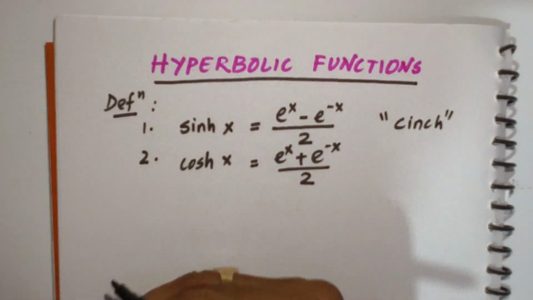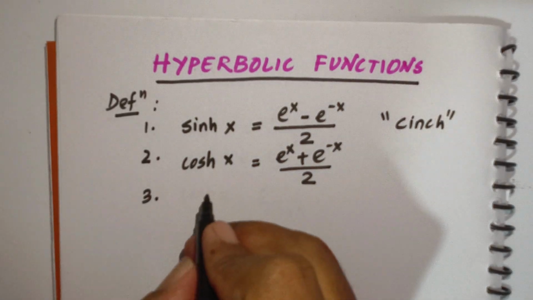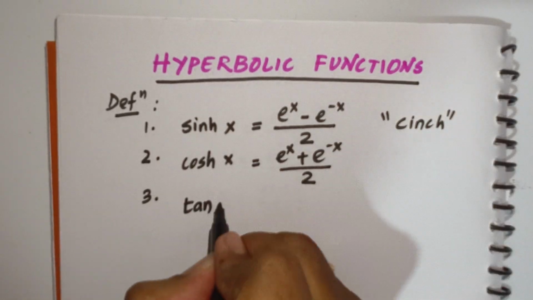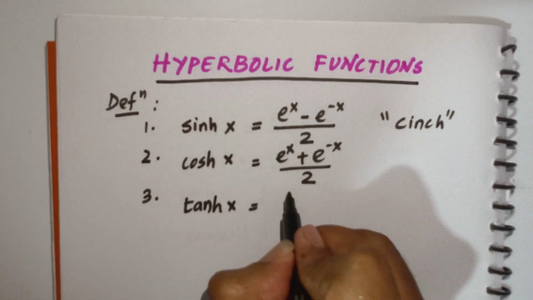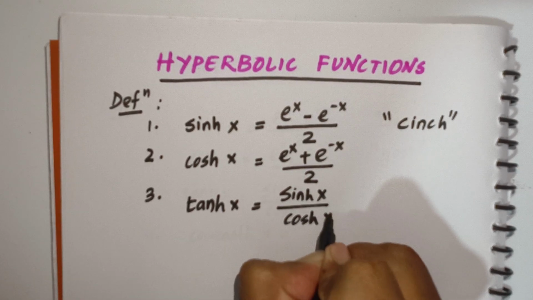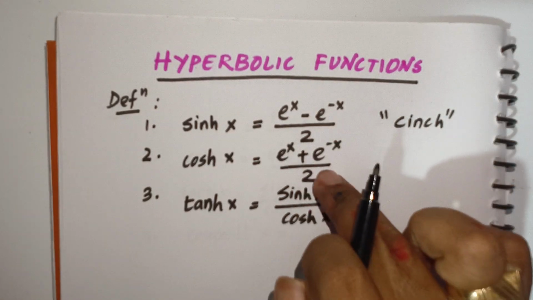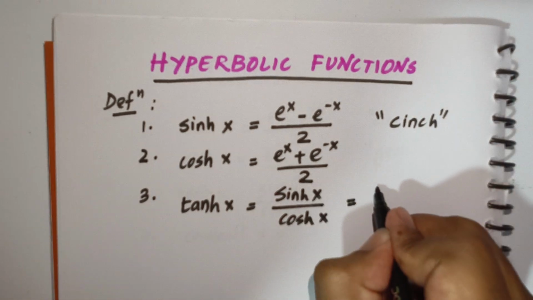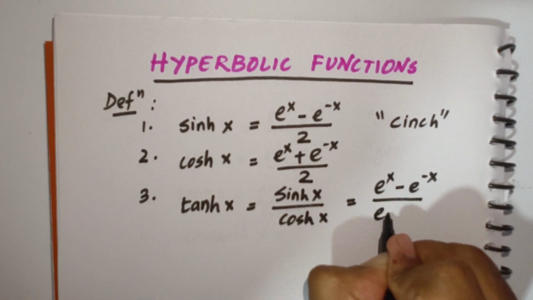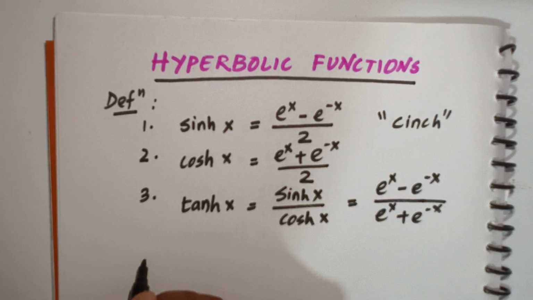Next, the other 4 hyperbolic functions are defined in a similar fashion as we define the regular trigonometric functions. Next, we have hyperbolic tangent, which is defined as hyperbolic sine over hyperbolic cosine. The denominators are the same, so the 2 gets cancelled, and this is e to the power x minus e to the power minus x over e to the power x plus e to the power minus x, and this is hyperbolic tangent.